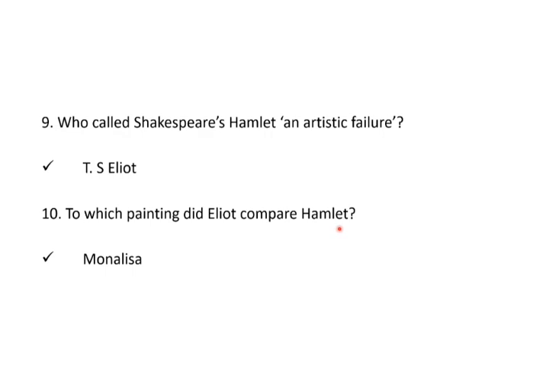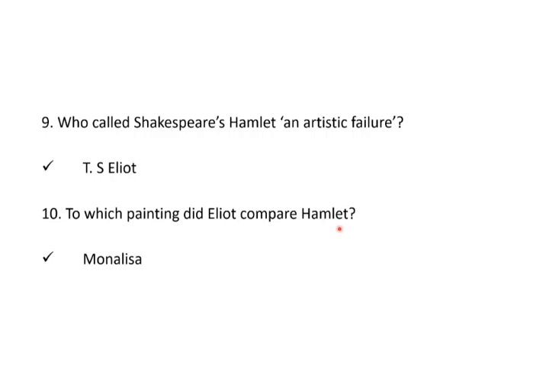Eliot already said that Hamlet is an artistic failure, right? That play is compared to Mona Lisa. Eliot describes Hamlet as the Mona Lisa of literature. He said the painting fascinated a lot of audience. The mysterious smile of Mona Lisa attracted a lot of viewers, but Mona Lisa's emotions, according to Eliot, were not communicated to the audience properly. It lacked objective correlative. So both are same. Both lacked objective correlative.